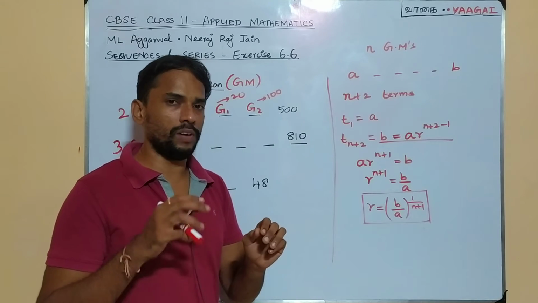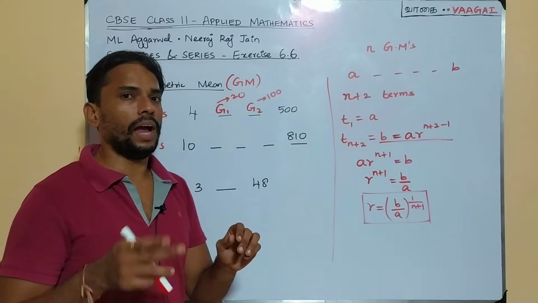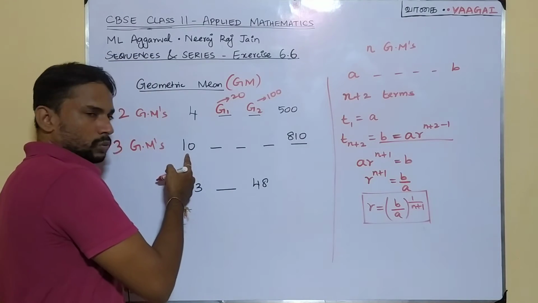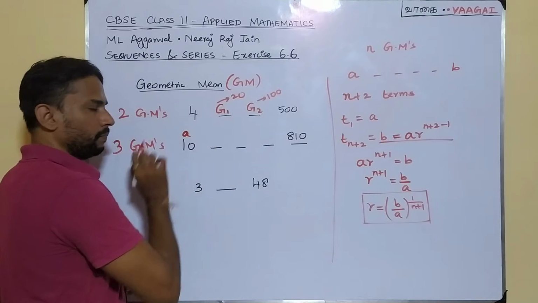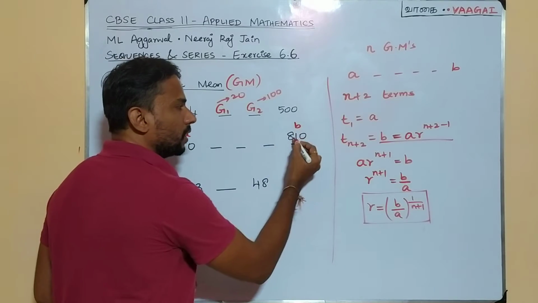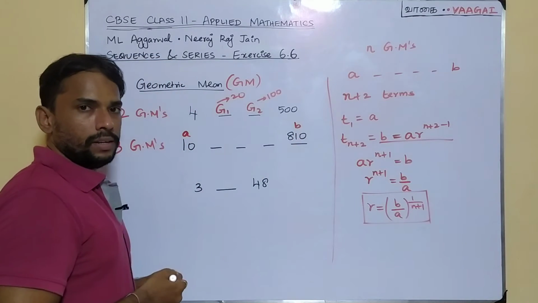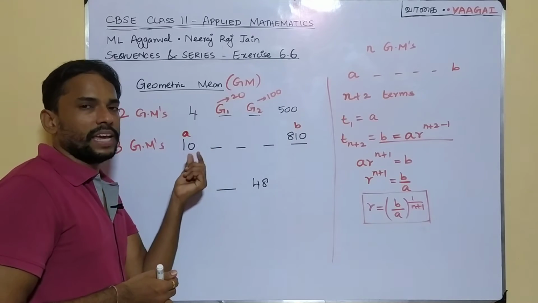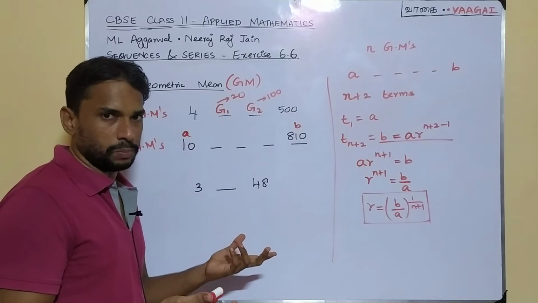Let us make sure what the values of A, B and n are for our example. What is the value of A here? A is the first value, so A is equal to 10. B is equal to 810. And what about n? n stands for the number of geometric means we are going to insert. So n is equal to 3. That's it. Very simple.